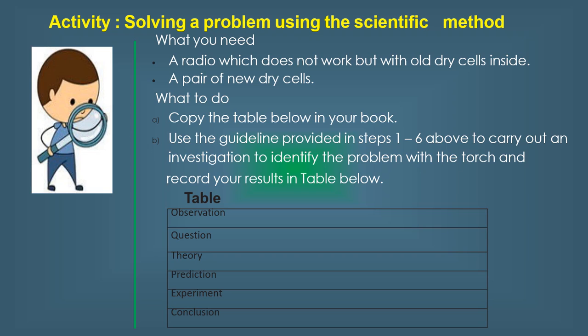Use the guideline provided in steps 1 up to 6, as we saw above, to come up with an observation, ask the question, formulate a theory, and make a prediction. Carry out the experiment, that is testing the prediction, and make what? A conclusion. It may not be a radio. Look at something at home which is not working and try to find a way of how you can make it work by finding the solution through this scientific method.